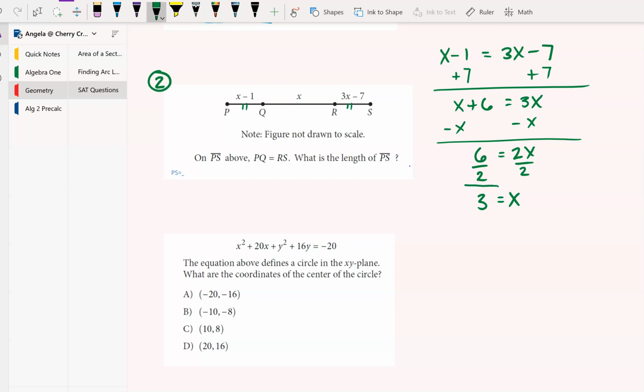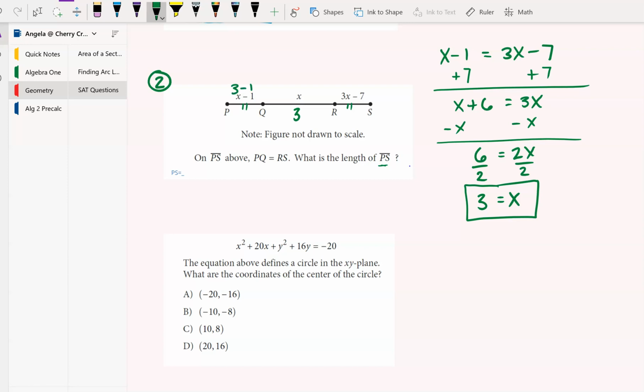So the tricky part here is not to choose 3 as your answer, if that is a choice, because that really doesn't answer our question. We want to go back and find the length of PS. So I'm going to substitute a 3 back in for my x value here.